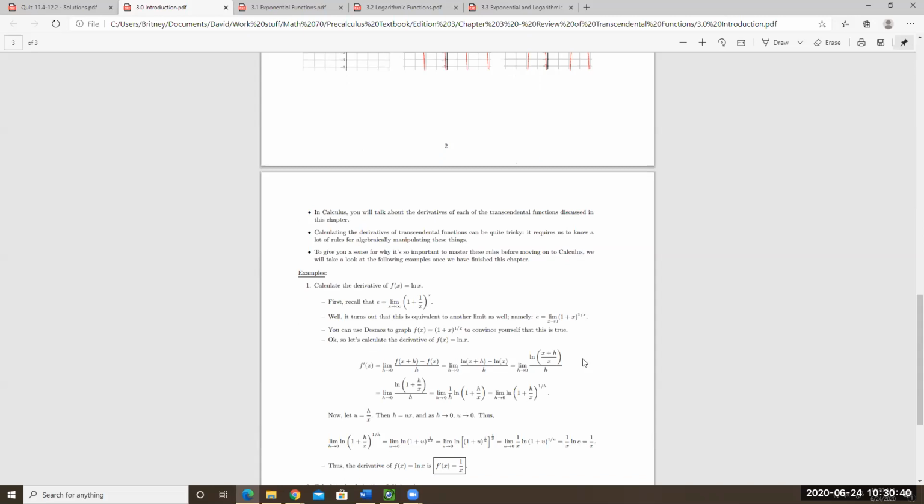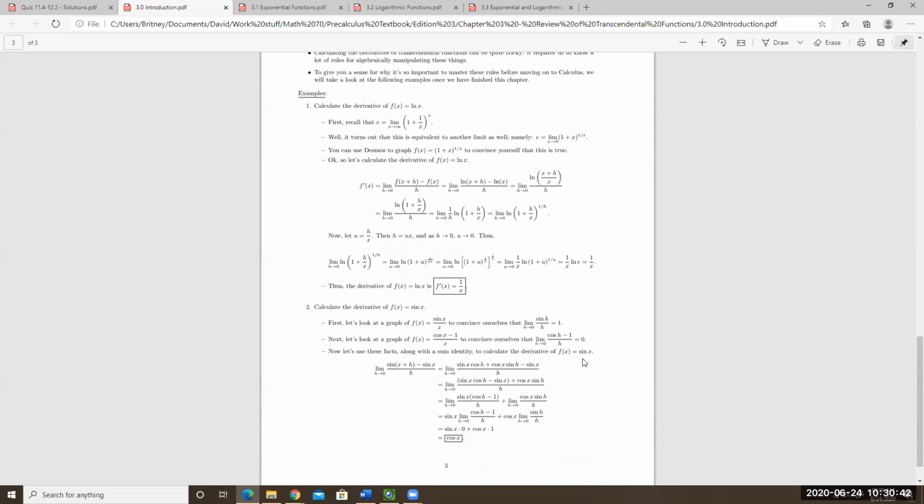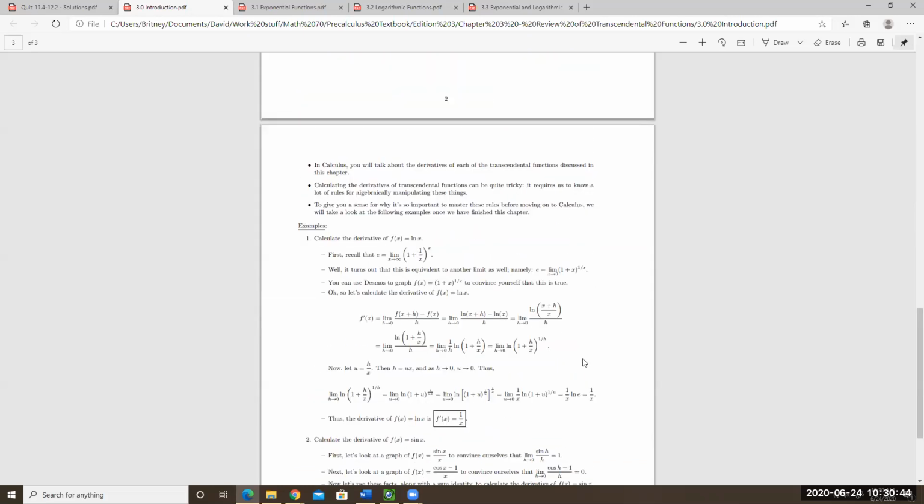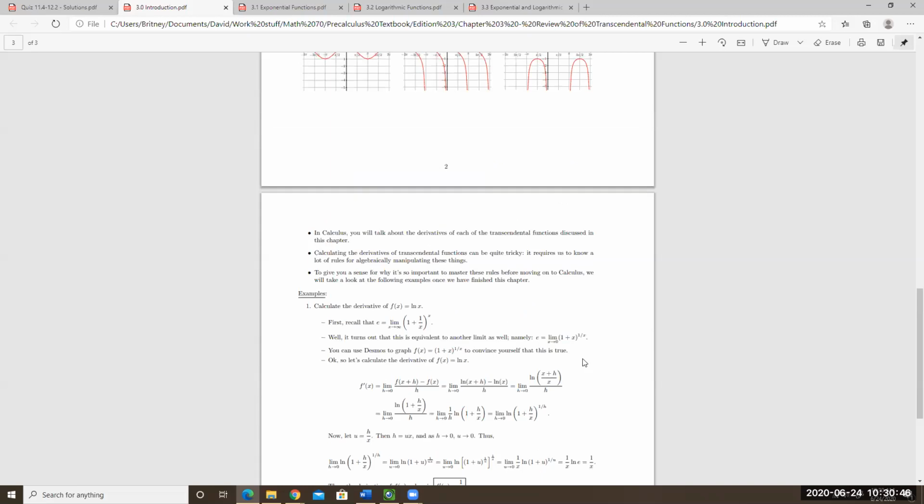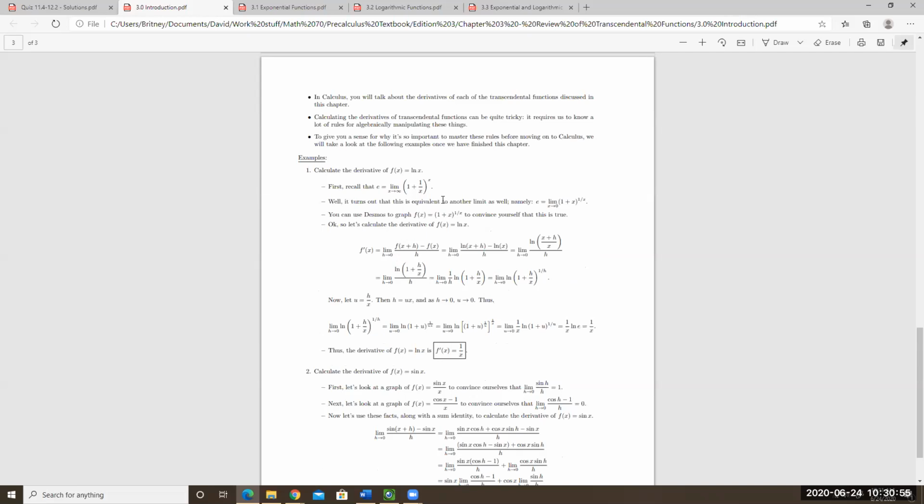The last page of this introduction is something that we'll come back to at the end of the chapter, so that you'll see why it's so important for us to know so much algebra and know how to manipulate transcendental functions so much, because it's going to be necessary for you to do things like calculate derivatives in calculus.